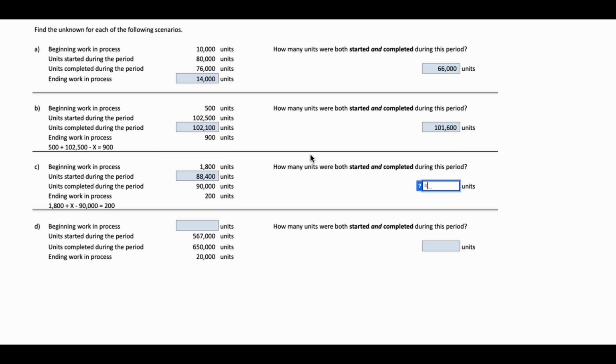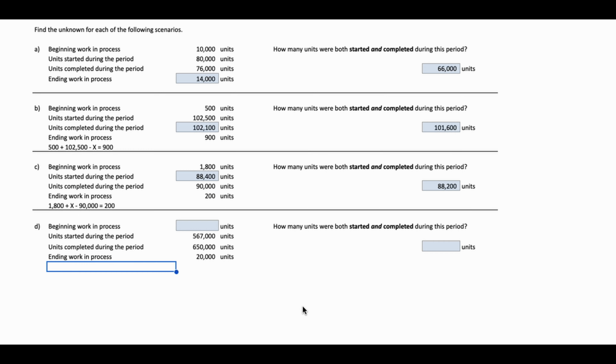Next, again, we'll figure out started and completed. I'm going to go back to the other method just so we can see them both. And we're going to do completed minus beginning inventory. So in this case, we have our completed units, the 90,000 units, minus our beginning work in process, the 1,800, and we come up with 88,200 units that were started and completed this month. Now we're going to work on our final problem.